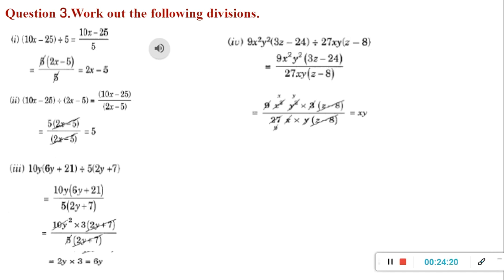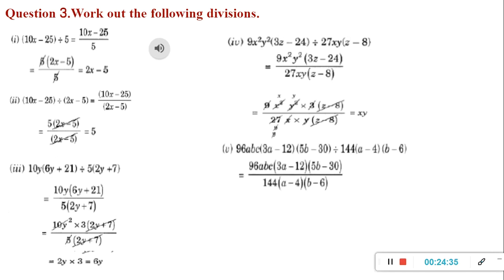Now in 27, 3 9 times. Then 9 and 9 will cancel. Now what is left out there? Only x and y is left in the numerator. So what is the answer? X into y, that is equal to xy. Okay. Now fifth one. 96 ABC into 3A minus 12 into 5B minus 30 divided by 144 into A minus 4 into B minus 6.